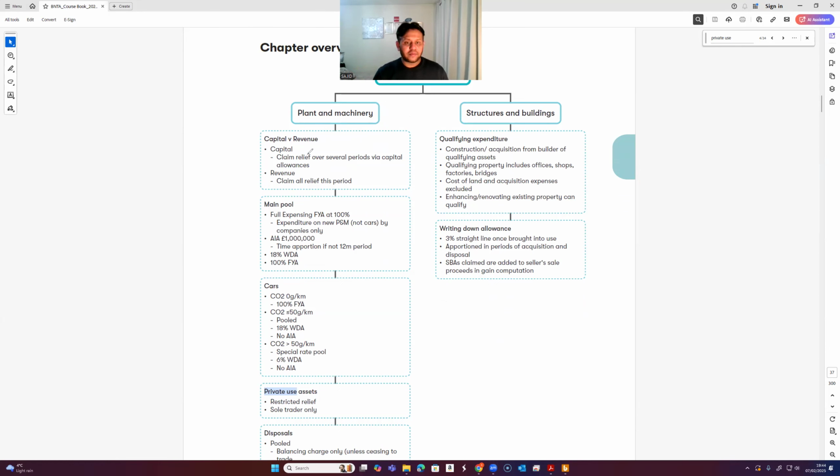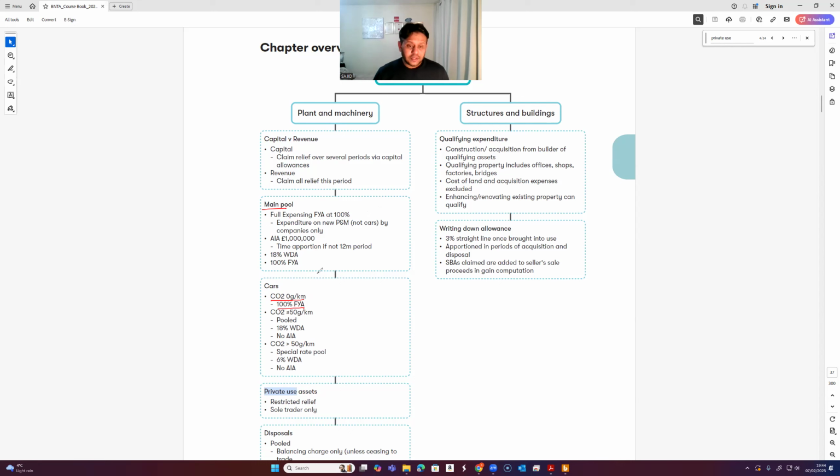So capital and revenue, I'm sure we know this one, what is capital expenditure, what is revenue expenditure. So let's look at the capital allowance calculation. That's the main focus here. The first one we have here, full expensing, FYA at 100%. If I have a car, CO2 0 gram, that is eligible for the FYA, first year allowance.